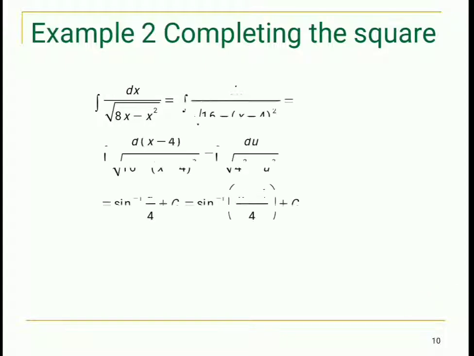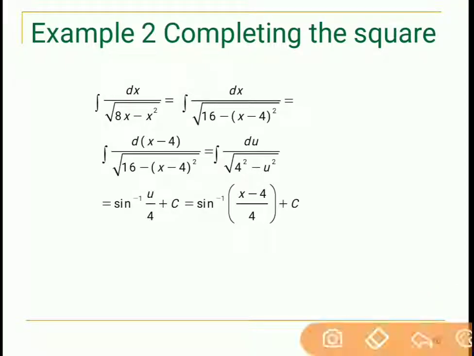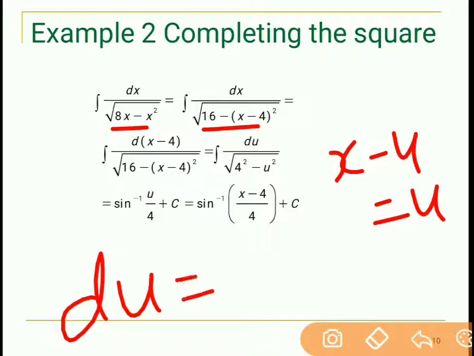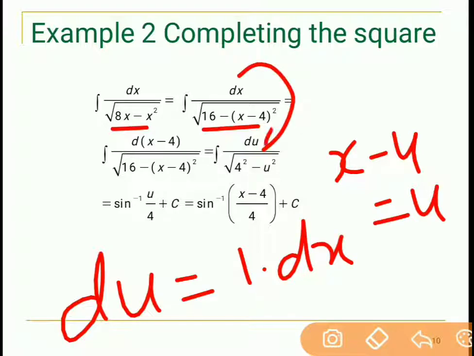So if we try to get a perfect square, this can be written as under root 16 minus x minus 4 the whole square. Now the easiest way is to assume x minus 4 as function u. So if we take the differentiation, then du will be equal to what? Differentiation of x minus 4 is equal to 1 into dx. Understood? Fine. So dx can easily be written as du.